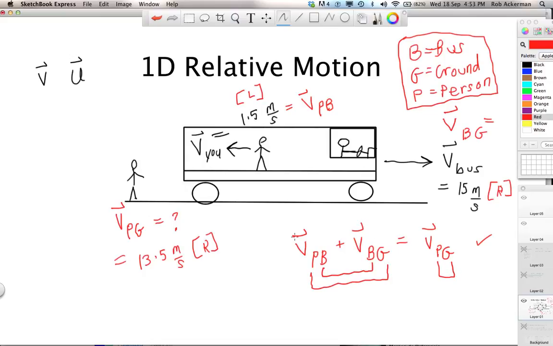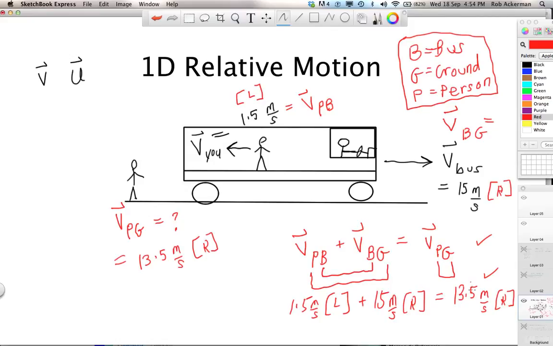Okay? So in this case, would this work? VPB is 1.5 meters per second left, added to VBG, 15 meters per second to the right. Is 1.5 left plus 15 right equal to 13.5 to the right? It certainly is. So this equation does work out correctly, both intuitively and mathematically. And this is how your book does all these questions, once again, so you can use this notation.